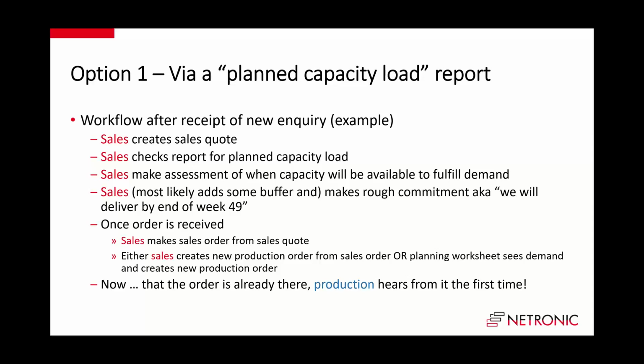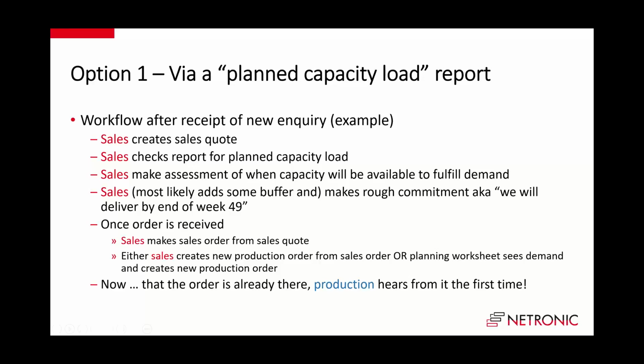Once the order is received, they make the sales order from the sales quote. And then either they create the production order from the sales order, or the planning worksheet in Business Central recognizes new demand and creates a production order. And now that we have received the sales order, production hears about it for the first time and can schedule it within their scheduling system.